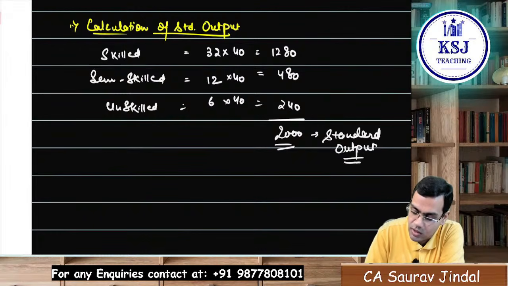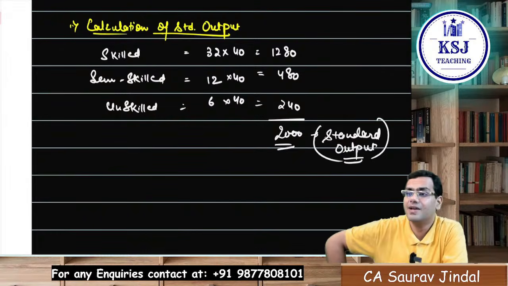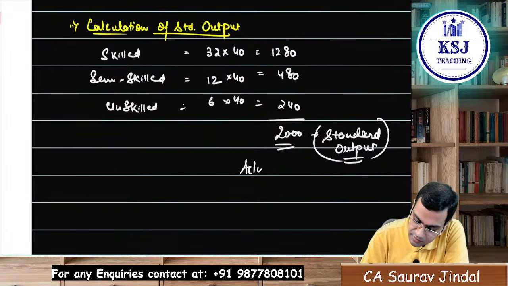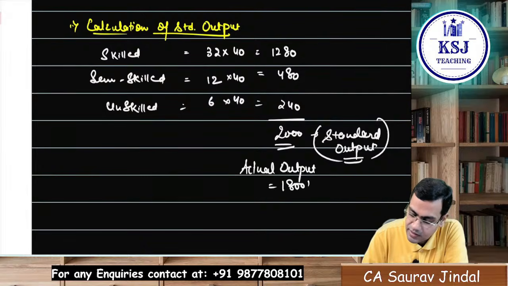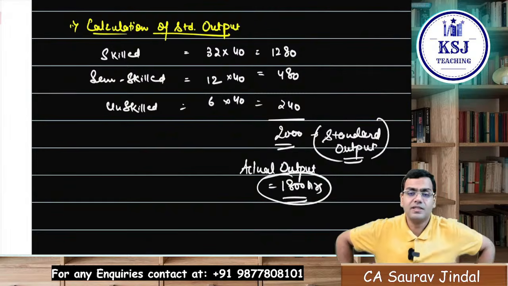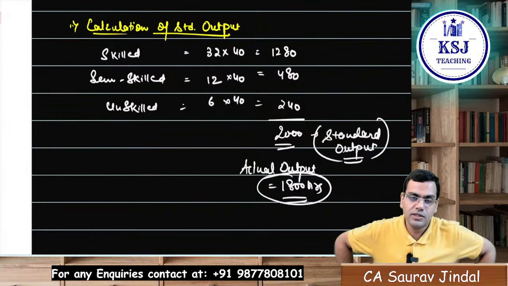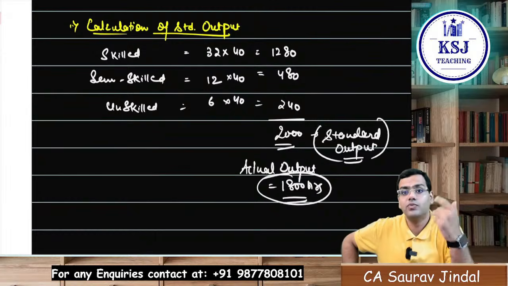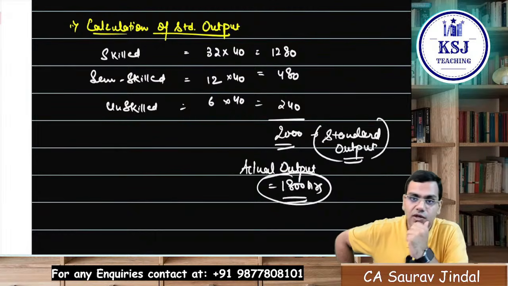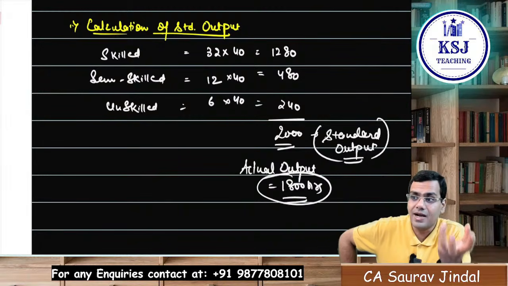This is what should have been generated, but the actual output is equivalent to 1800 hours, right? Total 1800 hours. The standard is 32 workers, that is what we planned for, that 32 workers will be working for 40 hours in a week, 12 for 40 hours in a week, 6 for 40 hours. So total standard output that they would have generated is 2000 hours. Actual output is 1800 hours.